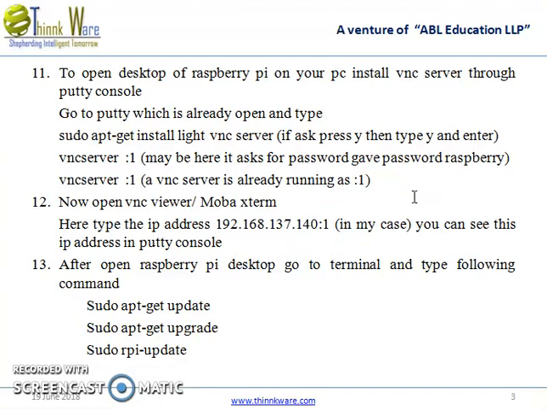After opening the Raspberry Pi desktop, go to terminal and type the following commands: sudo apt-get update, sudo apt-get upgrade and sudo rpi-update. And so you have successfully connected the Raspberry Pi with your PC or laptop.